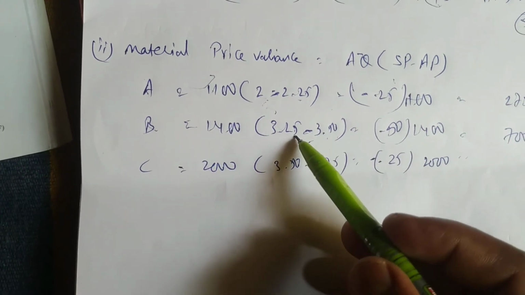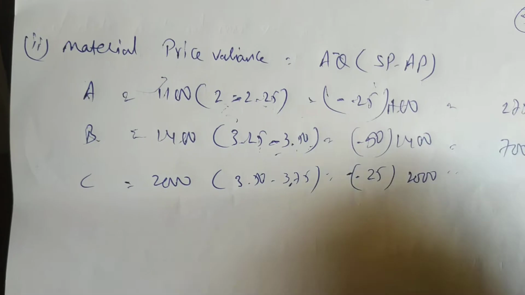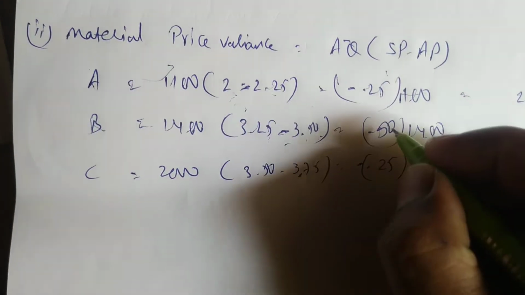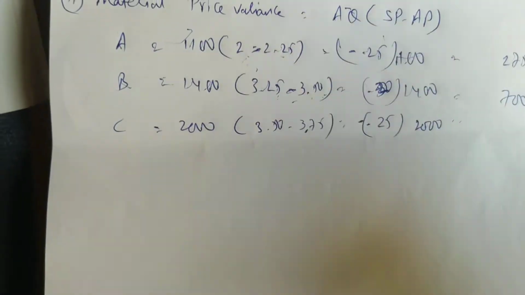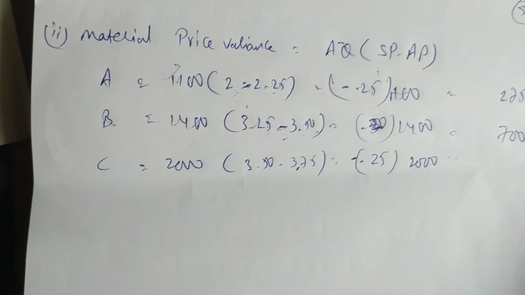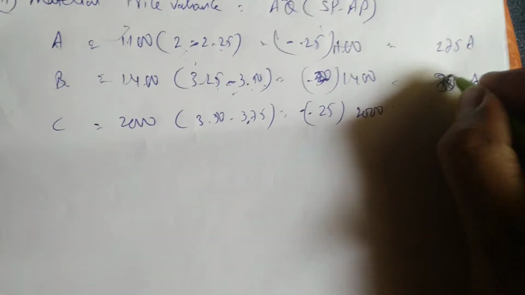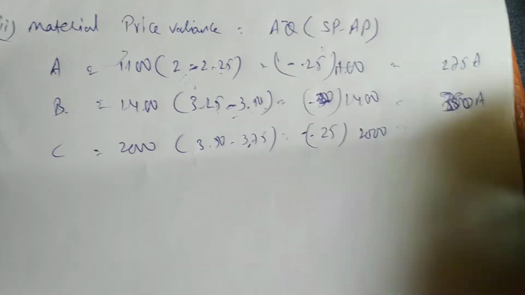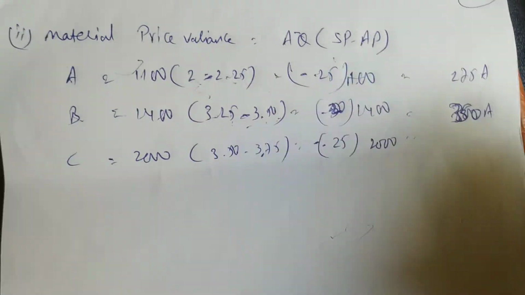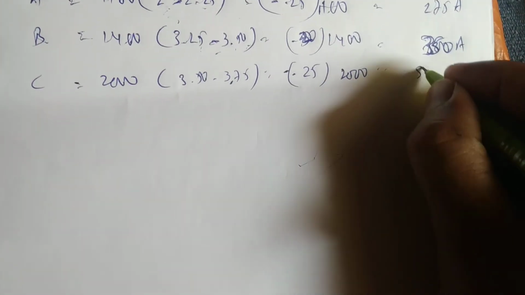The company is asking to purchase for 3.25, but they purchase for 3.50. Extra 0.25. Sorry, this is 0.25, right? So 1400 into 0.25, we are getting 350 adverse. Sorry, this is 350. Here also 2000 into 0.25, we get 500 adverse.